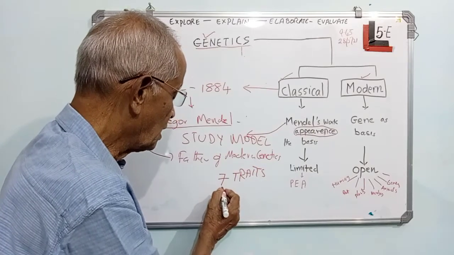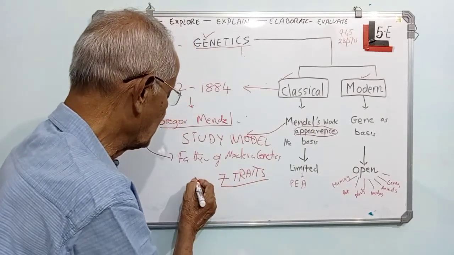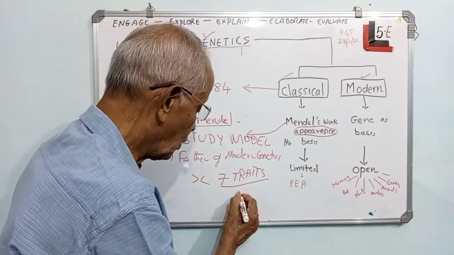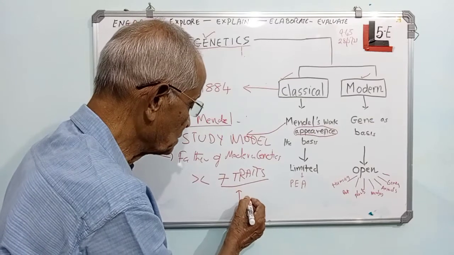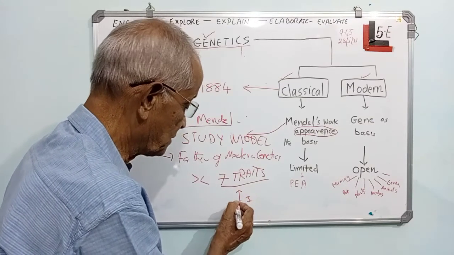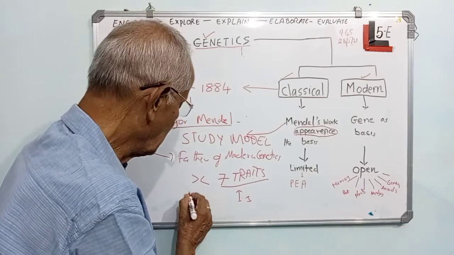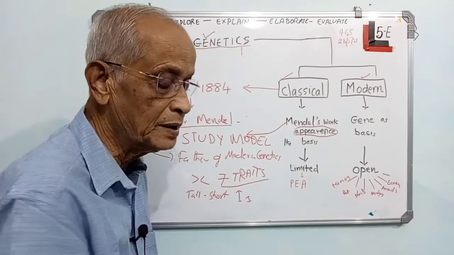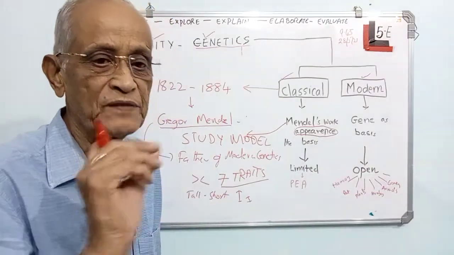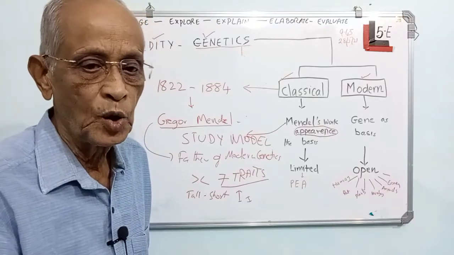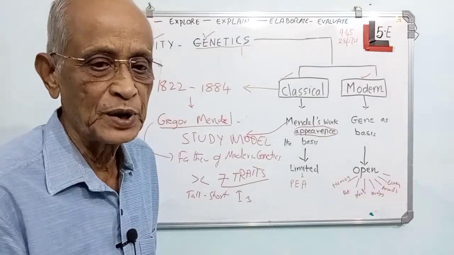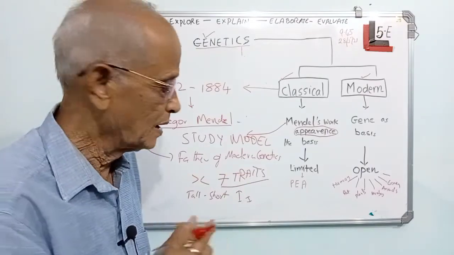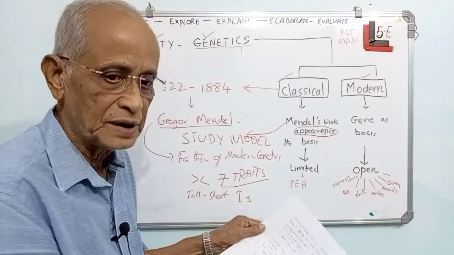For these traits, there were opposite plants also. If there was a tall plant, there was also a short plant. Similarly, there were plants producing pink flowers and plants producing white flowers. Some plants produced yellow pods, some green. Like that, the 7 opposing traits were there.